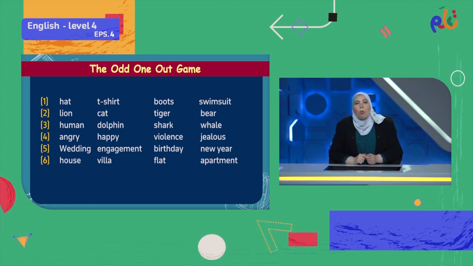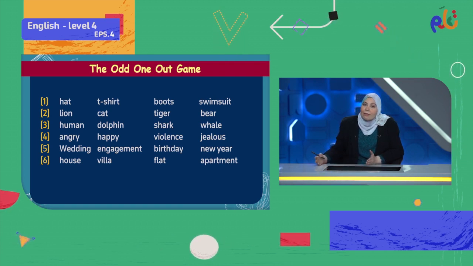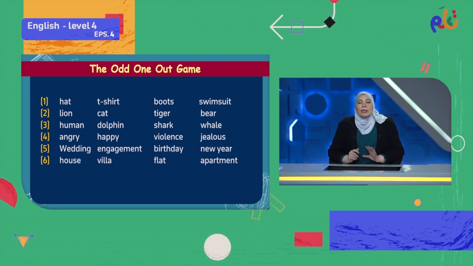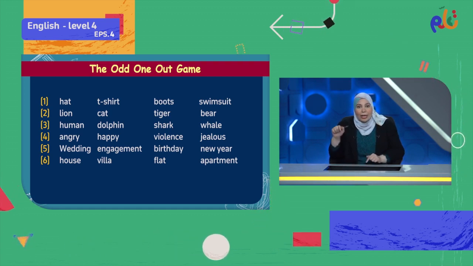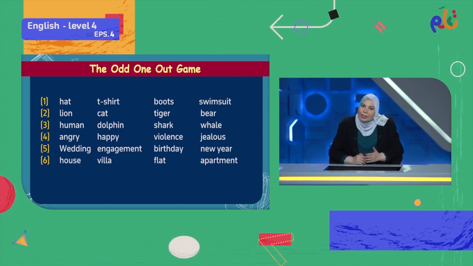Can you think why it's a swimsuit? What is the reason that the swimsuit is the different word from the other group? Exactly. So swimsuit is different because it's the only thing that we can wear inside the water, and the rest we wear them outside. So this is one reason.